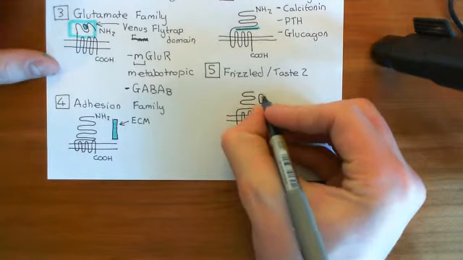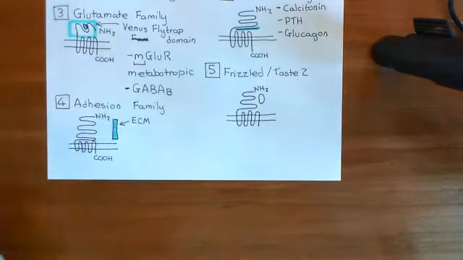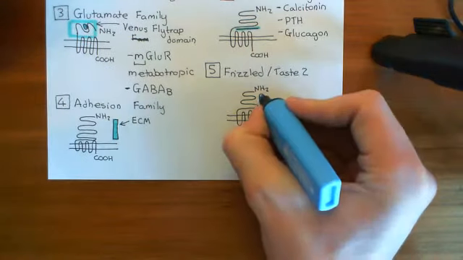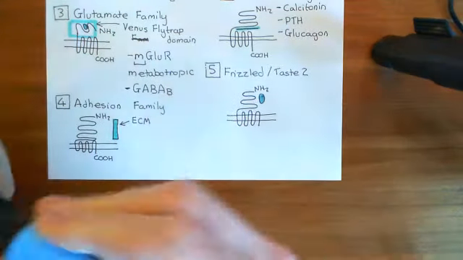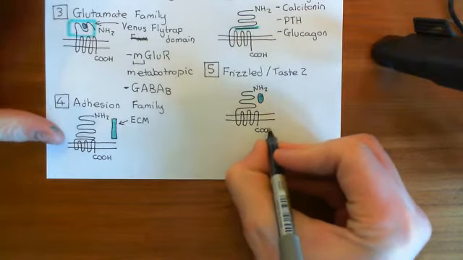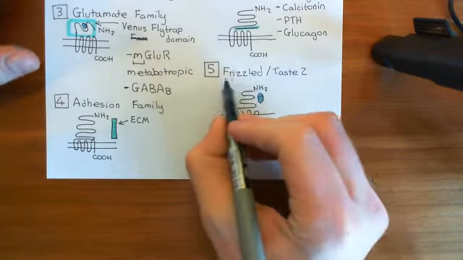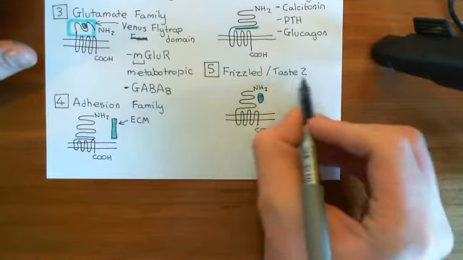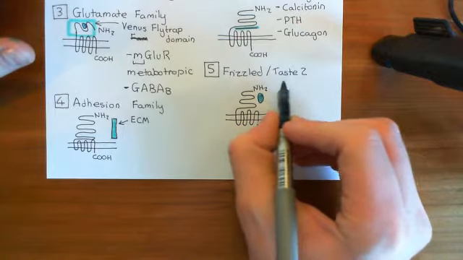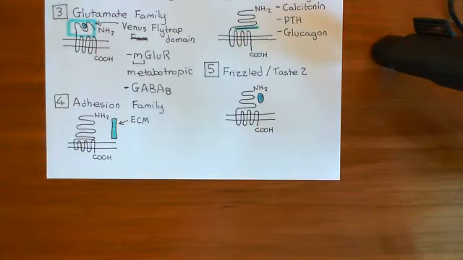So their ligand just binds to the amino-terminal domain and activates the receptor that way. Here's the ligand in blue, and here's their carboxylic acid terminus. The two major examples of this are the Frizzled receptor, the ligand for which is Wnt, and the taste-2 receptor, the ligand for which is bitter-tasting molecules. So that's the 5 families of G-protein coupled receptors.